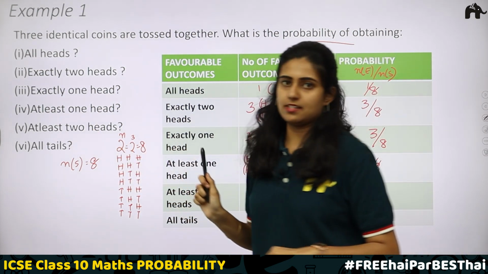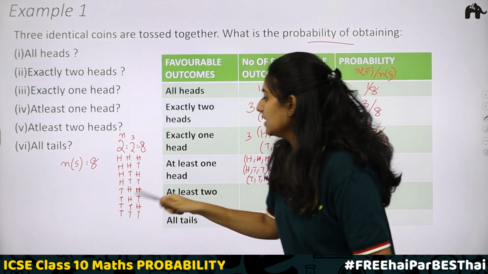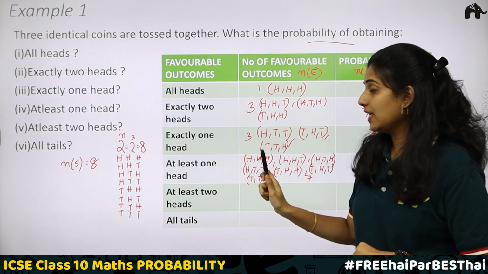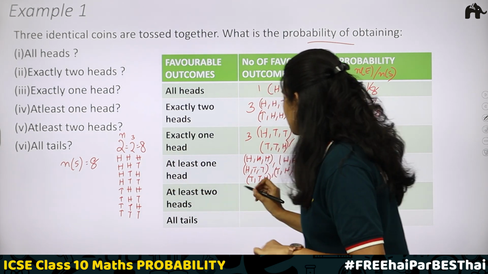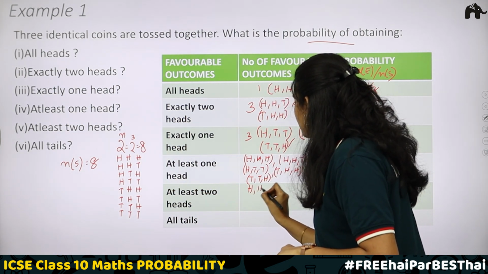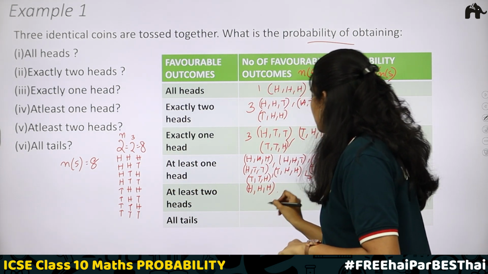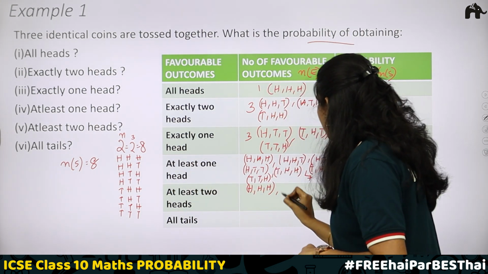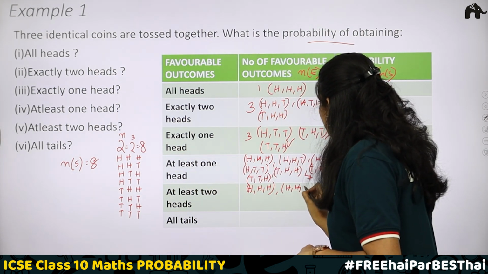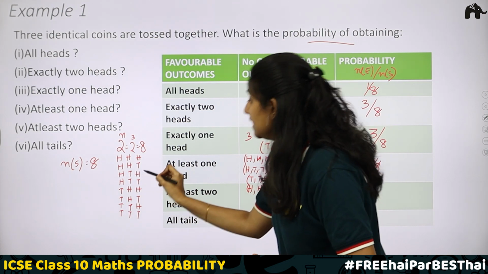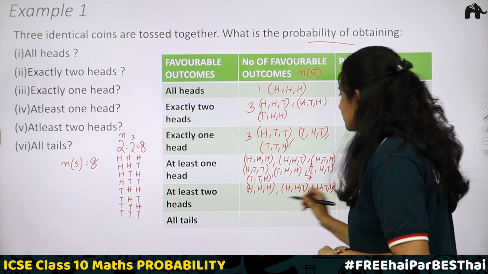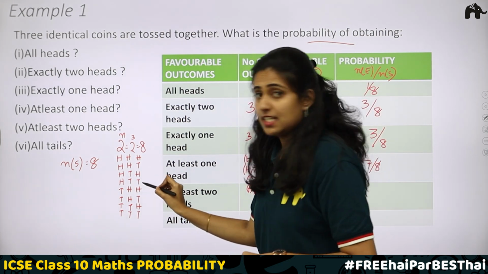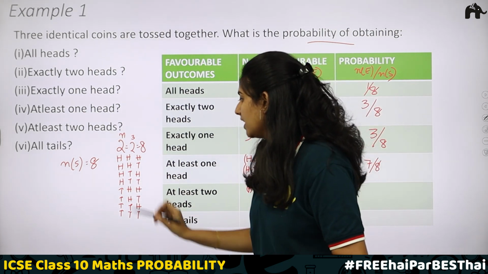At least 2 heads. Now tell me, at least 2 heads, what are the cases? At least 2 heads means 2 heads or 3 heads can be included. So HHH comes here. Then HHT can be taken. HTH can be taken. HTT, can you take this? No, right? There is only one head.